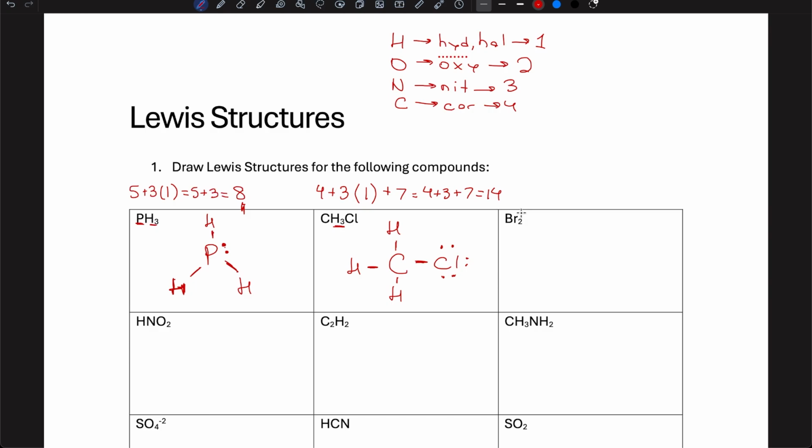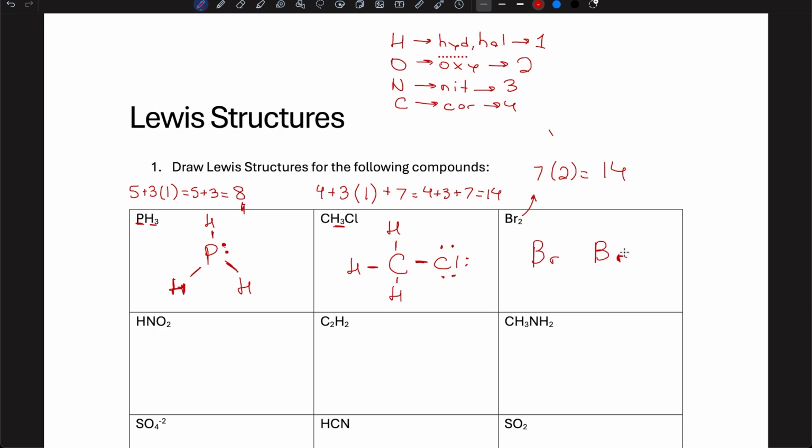Br2, dibromine or bromine gas, maybe. I don't even know what the name is. We have 7 valence electrons per bromine, but there's 2 of them, so we have 14 valence electrons in total. We don't really have a central atom because we only have two elements, and so we're probably going to be connected to each other.